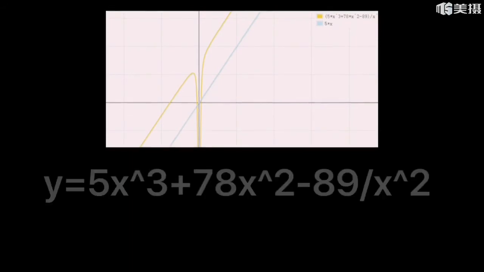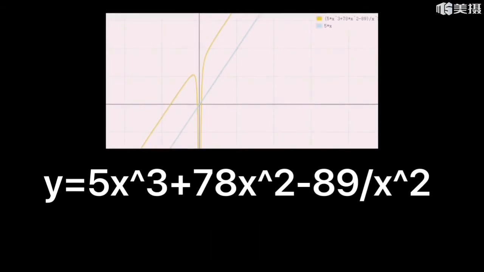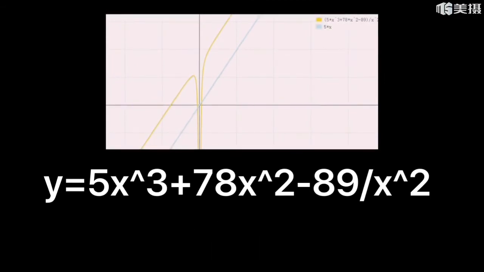Another example: the two graphs actually look very different in this interval. The first function is y equals 5 times x to the power of 3 plus 7 times x squared minus 89, over x squared, and the second function is 5x. The two graphs overlap each other when x approaches infinity. With x as infinity, compared to 5 times x to the power of 3, 7x squared minus 89 is too small to write.